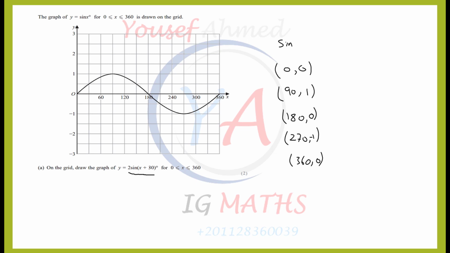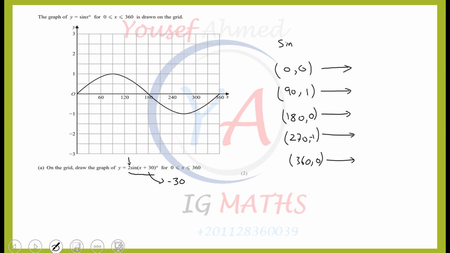You have two types of transformations. The first one is a vertical stretch, so you need to multiply each y-coordinate by 2. And here, you're going to decrease 30 degrees from each x-coordinate. So let's see what change will happen here.